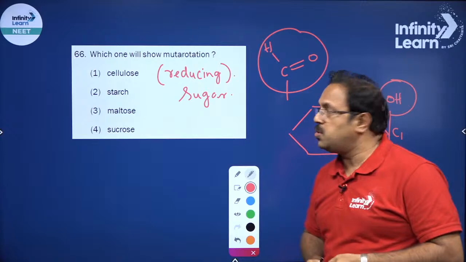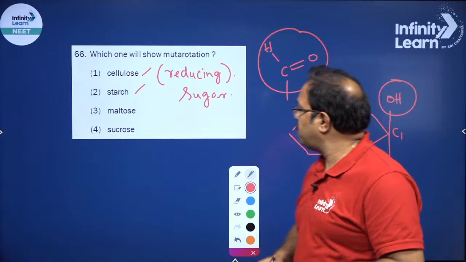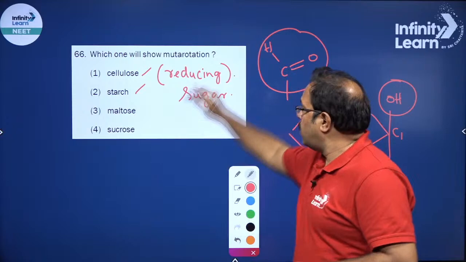Cellulose is a polysaccharide. Cellulose and starch are polysaccharides. They don't have their C1 members free. They are involved in the formation of glycosidic linkages. That is also an ether linkage. So these members don't have their C1 OH free. So they neither show mutarotation, nor are they reducing sugars.